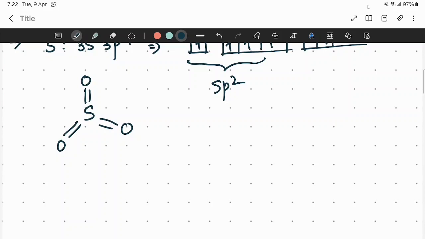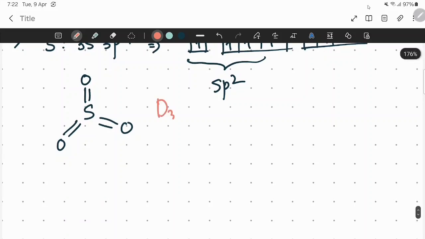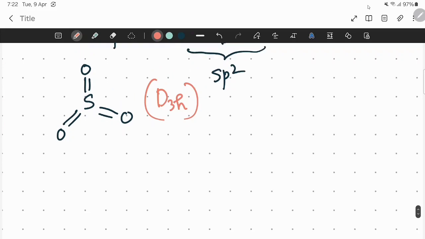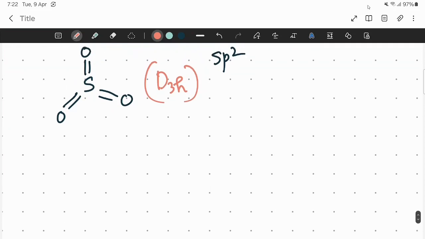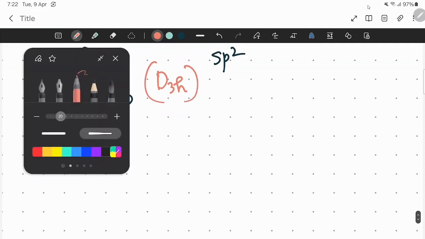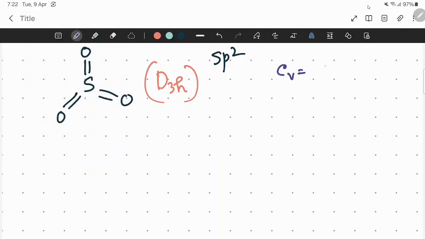And just for curiosity, what will be the point group? There is a C3, sigma v, and sigma h, so eventually it is D3h. Okay, that's not our business here. They have asked for the CV. We know that CV is del U del T at constant volume.